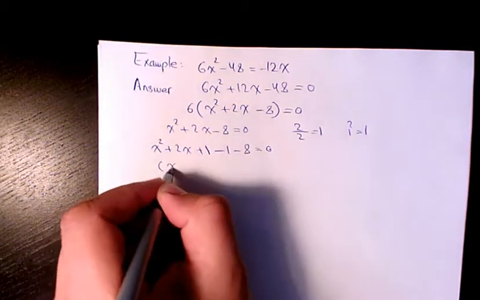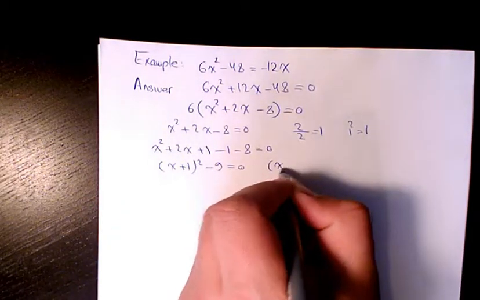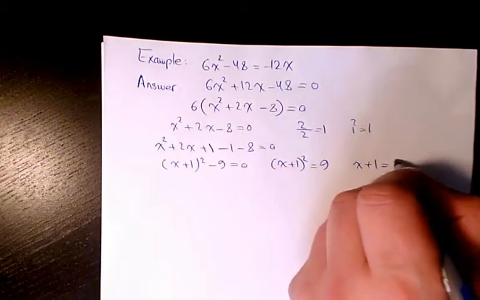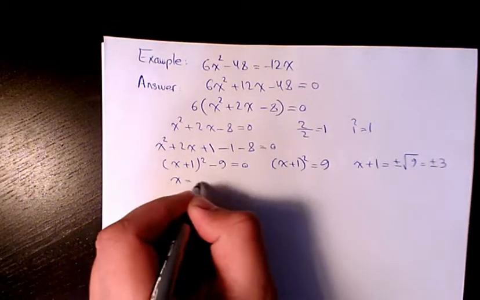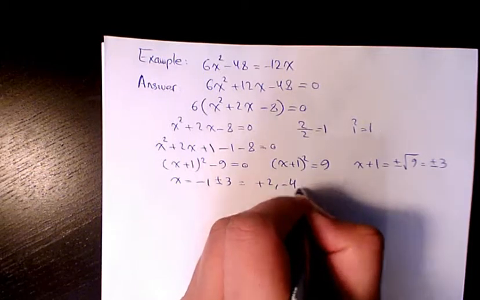So we have (x plus 1) to the power of 2 minus 9 equals 0. So (x plus 1) to the power of 2 is 9. x plus 1 is plus or minus the square root of 9, which is plus or minus 3. x will be negative 1 plus or minus 3, which is going to be positive 2 and negative 4.